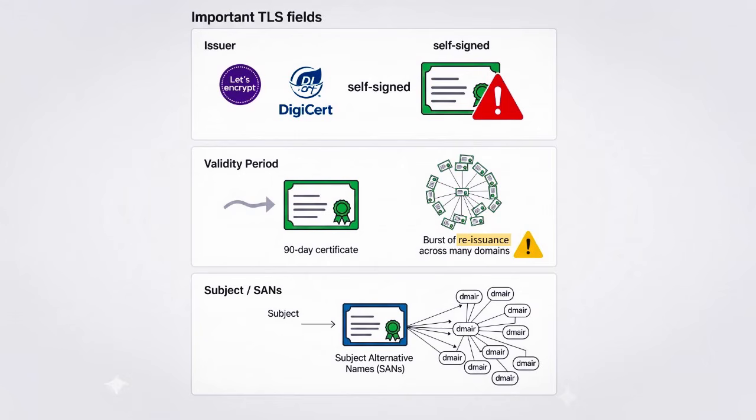Next, we want to find out the validity period. Usually, short-lived certificates are actually normal. Let's Encrypt typically issues 90-day certificates. However, if we notice bursts of reissuance across many domains, this can indicate automated phishing or provisioning. And the last thing we want to find is the subject or the subject alternative names, the fully qualified domain names and wildcard entries the certificate covers. These are the primary pivot for mapping related domains.